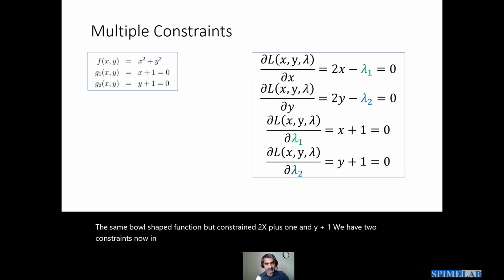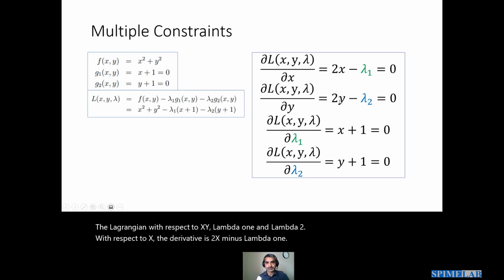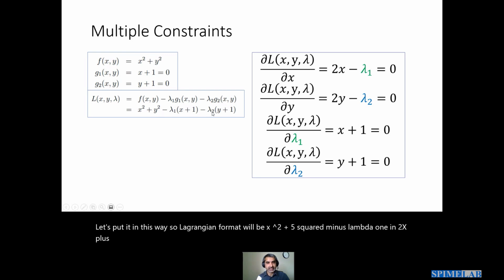In the original primal solution way of solving things, we will take the derivative of the Lagrangian with respect to x, y, lambda 1, and lambda 2. With respect to x, the derivative is 2x minus lambda 1. Let's put it in this way. So the Lagrangian format will be x squared plus y squared minus lambda 1 into x plus 1 minus lambda 2 into y plus 1.